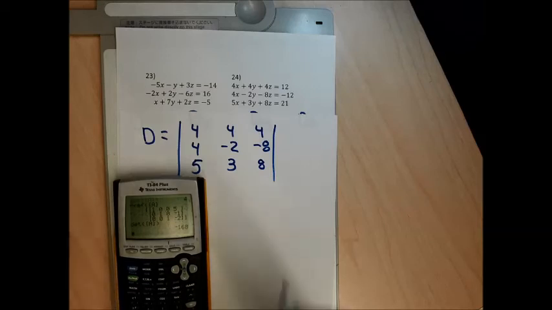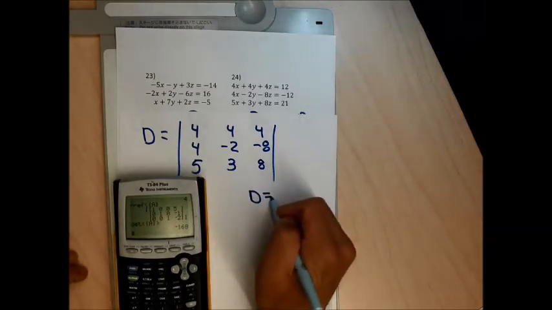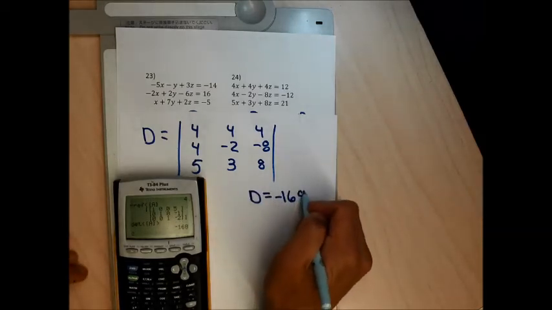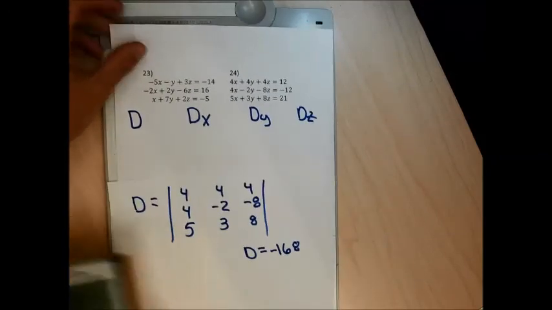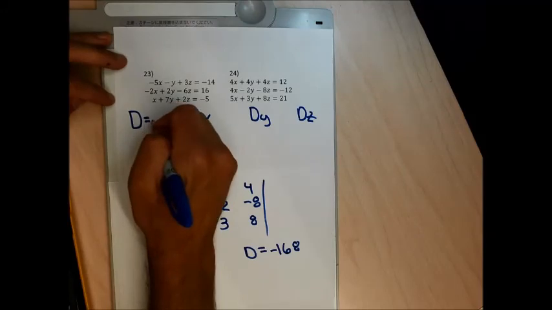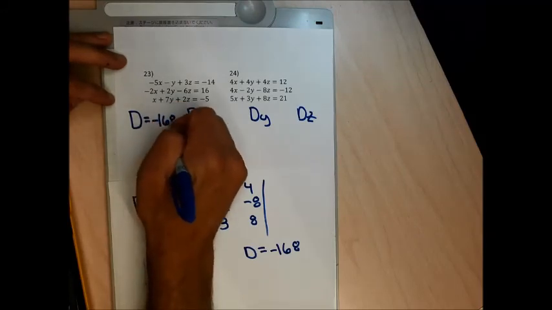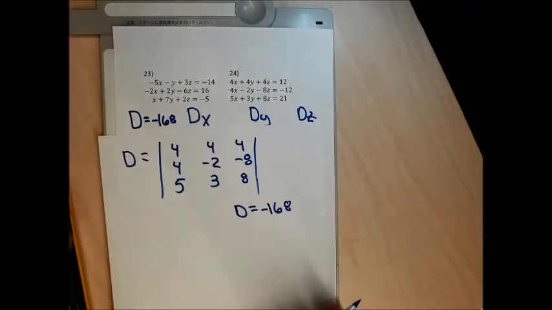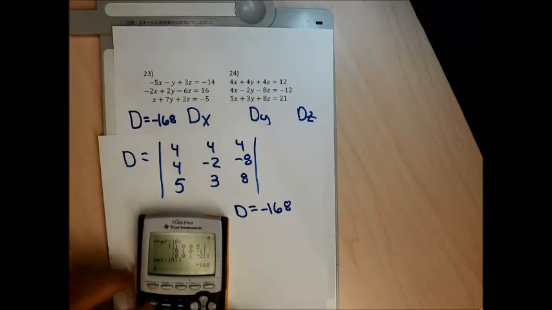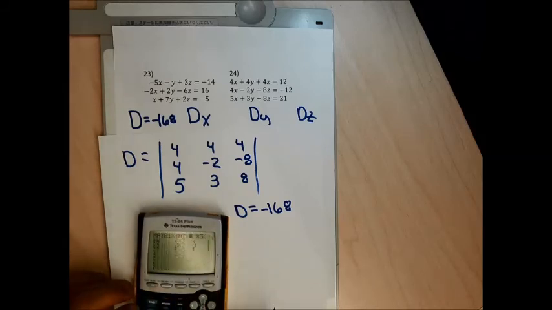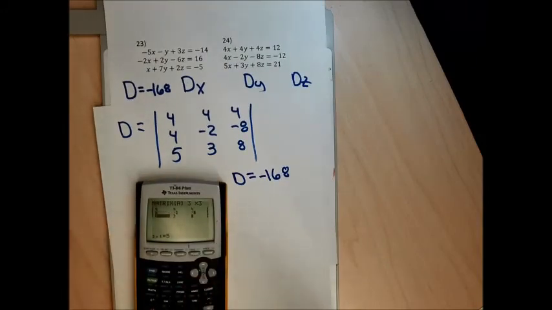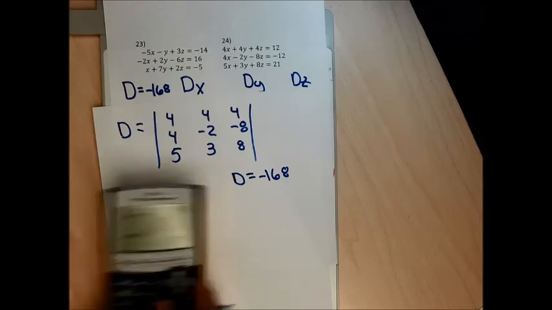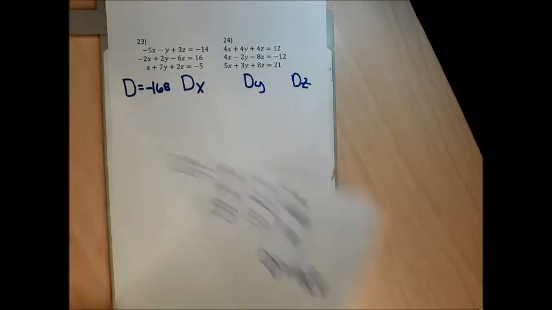I get D is negative 168. That's not comforting, but hopefully the other numbers are kind of biggish too. So the first work that I got was D is negative 168. I'm going to double check real quickly that I haven't entered that wrong. 4, 4, 4, 4, negative 2, negative 8, 5, 3, 8. It feels right. On to my next sheet of paper.